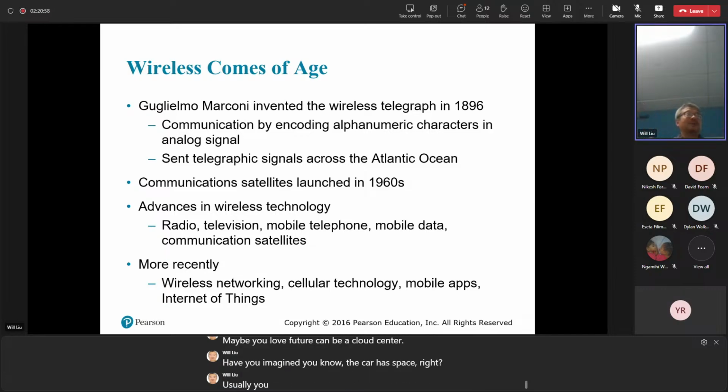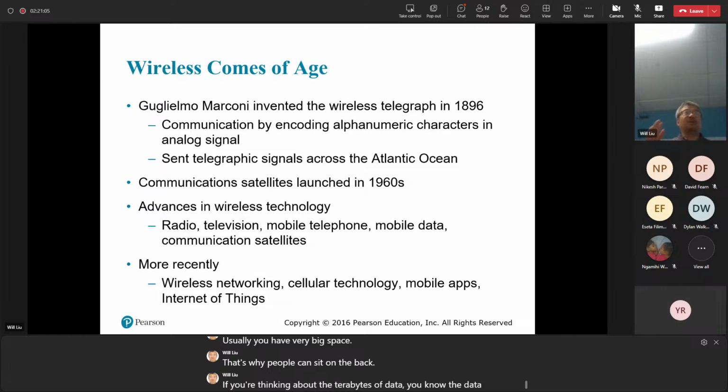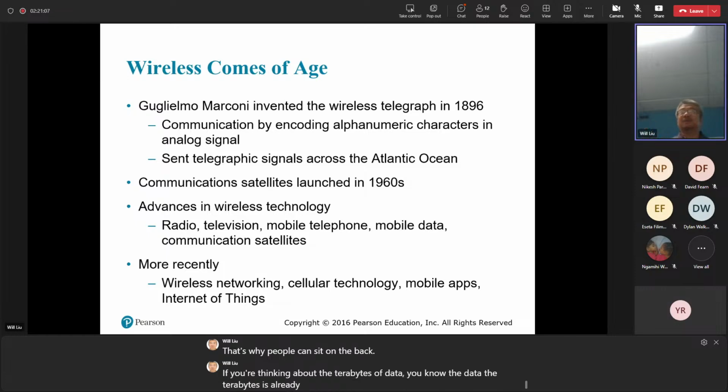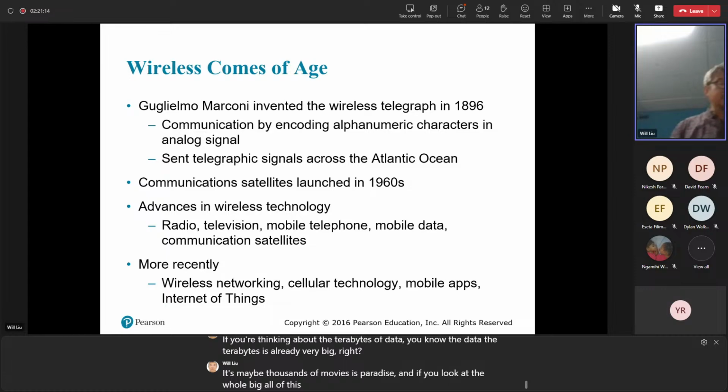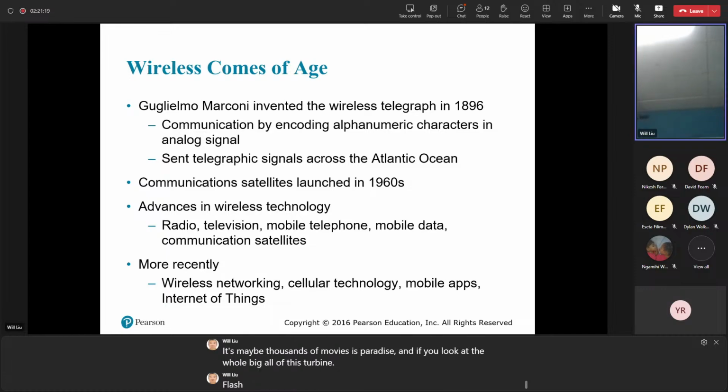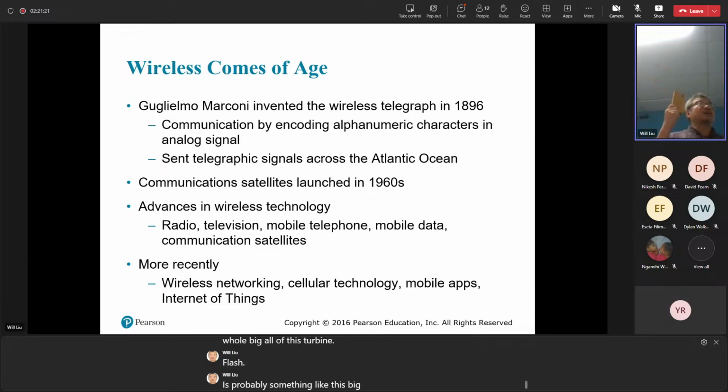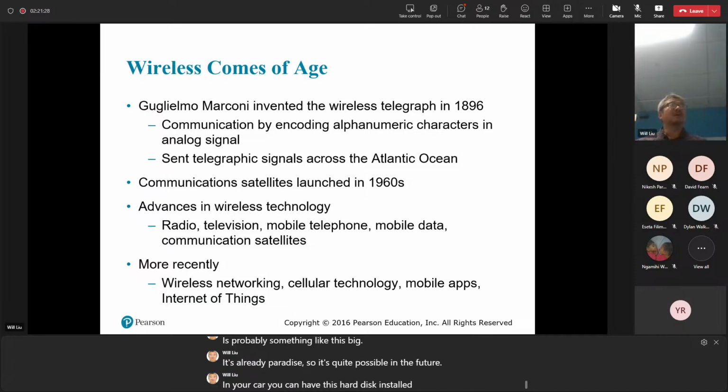Usually you have very big space. That's why people can sit in the back. If you think about terabytes of data, the terabyte is already very big, right? It's maybe thousands of movies in terabytes. And if you look at how big this terabyte flash is, it's probably something like this big. It's already a terabyte. So it's quite possible in the future that in your car you can have this hard disk installed. Okay? And they can have all the information there.